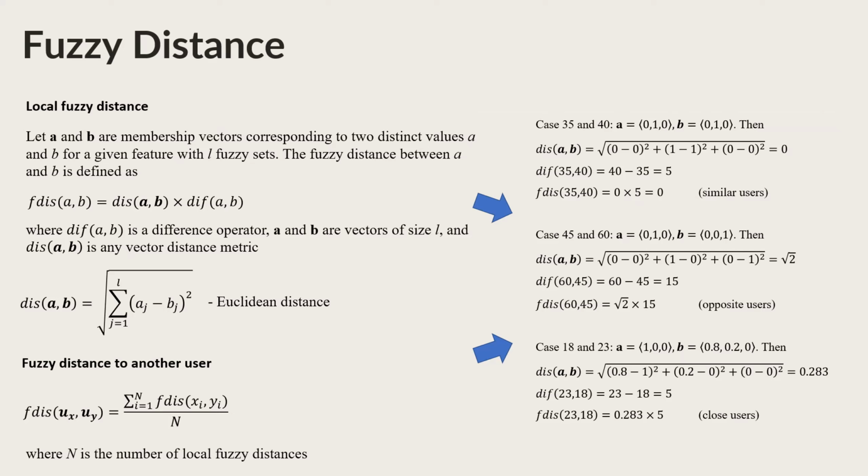Each user model has many fuzzy sets, so a local fuzzy distance should be found for each feature. The results of the given example show that the formula satisfies all four conditions of the required local fuzzy distance function. Accordingly, for the fuzzy approach, the fuzzy distance function between two users can be aggregated using a formula on the slide.